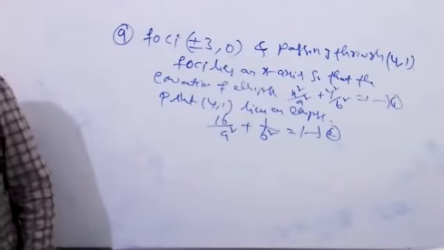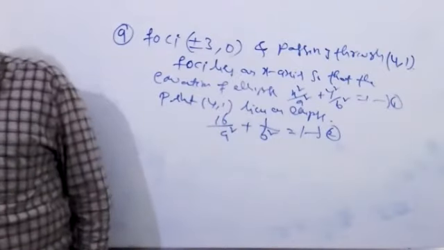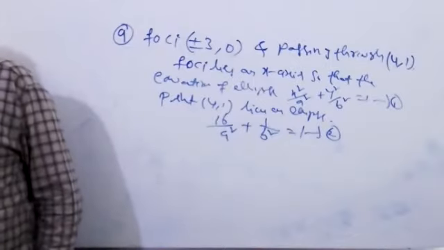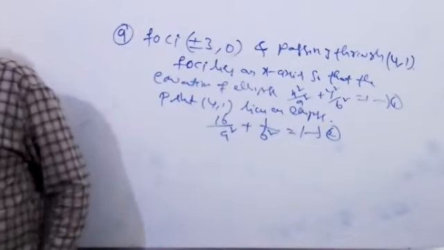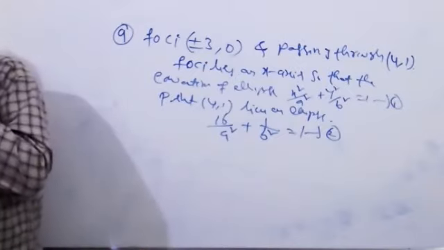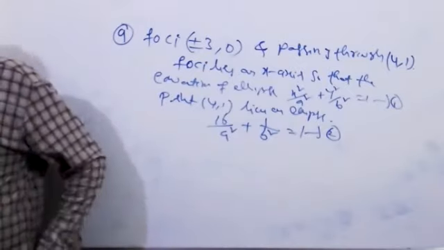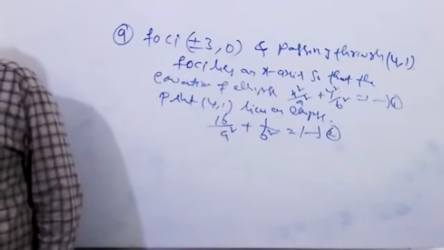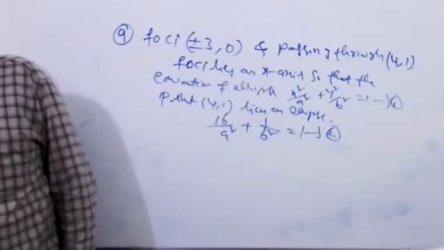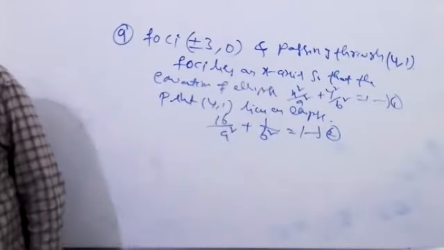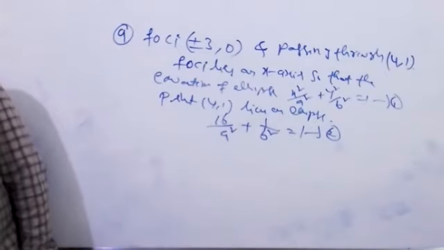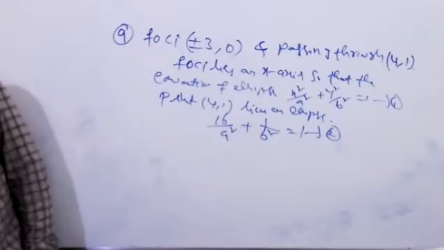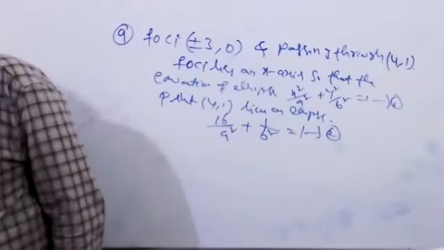Sir, now we have point 4 comma 1, right? So can we calculate the distance between plus 3 comma 0 and 4 comma 1, and add those distances, then we can say it is equal to 2a. So that time we get the value of a. Then if we substitute x is equal to 4, y is equal to 1, and a is equal to the value which we found, we can get b square. We can get the answer, no, sir? Yes, correct.